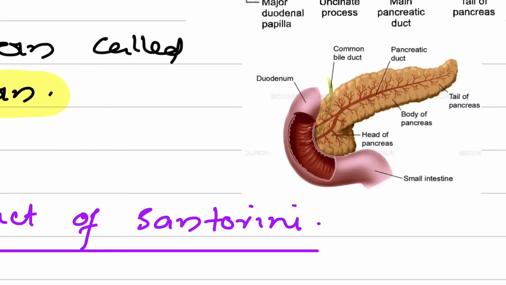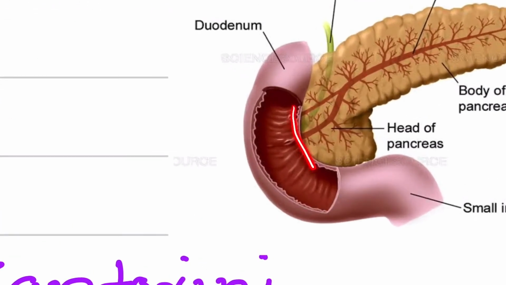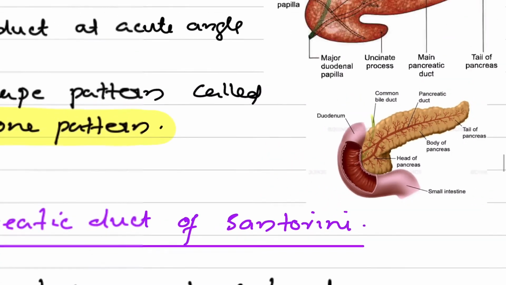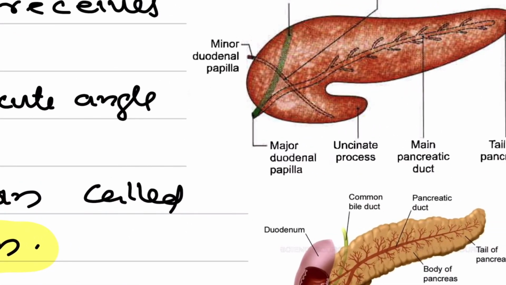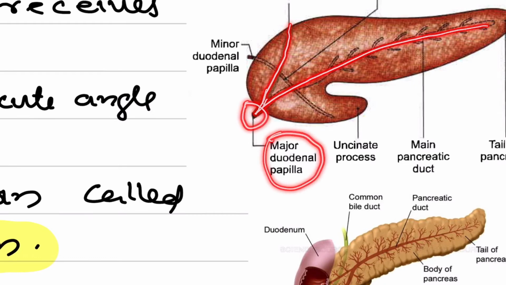And this is the common bile duct, which is coming like this and joins with the main pancreatic duct and forms the hepatopancreatic duct, also known as the ampulla of Vater. It opens into the second part of the duodenum at the major duodenal papillae. This is the major duodenal papillae. See this, it's coming here, joins with the bile duct and forms the hepatopancreatic duct, which opens into the major duodenal papillae at the second part of the duodenum.